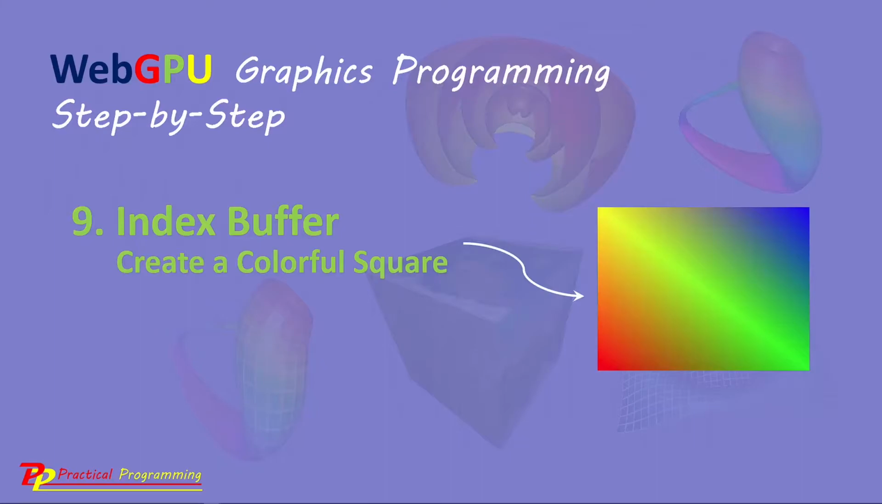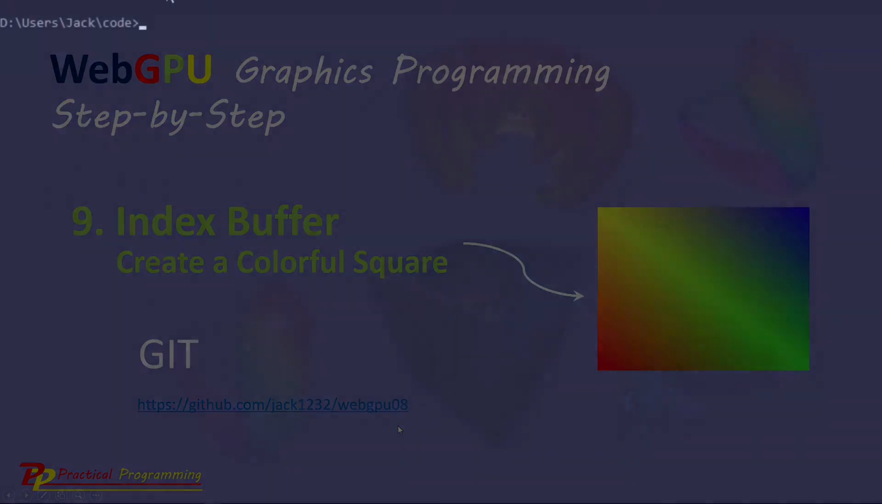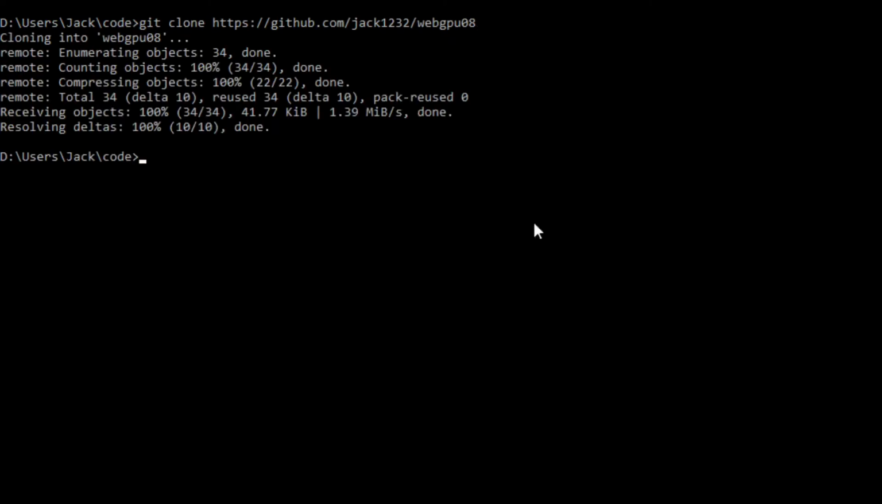Again, we will use the Git tool to clone the source code used in the last video. Here is the download link at the GitHub repository. From this link, you can download the source code used in the last video. Now open a command prompt window and run the following command: git clone. Okay, this will generate a WebGPU 08 folder on your local machine. This folder contains all the source code used in the last video.